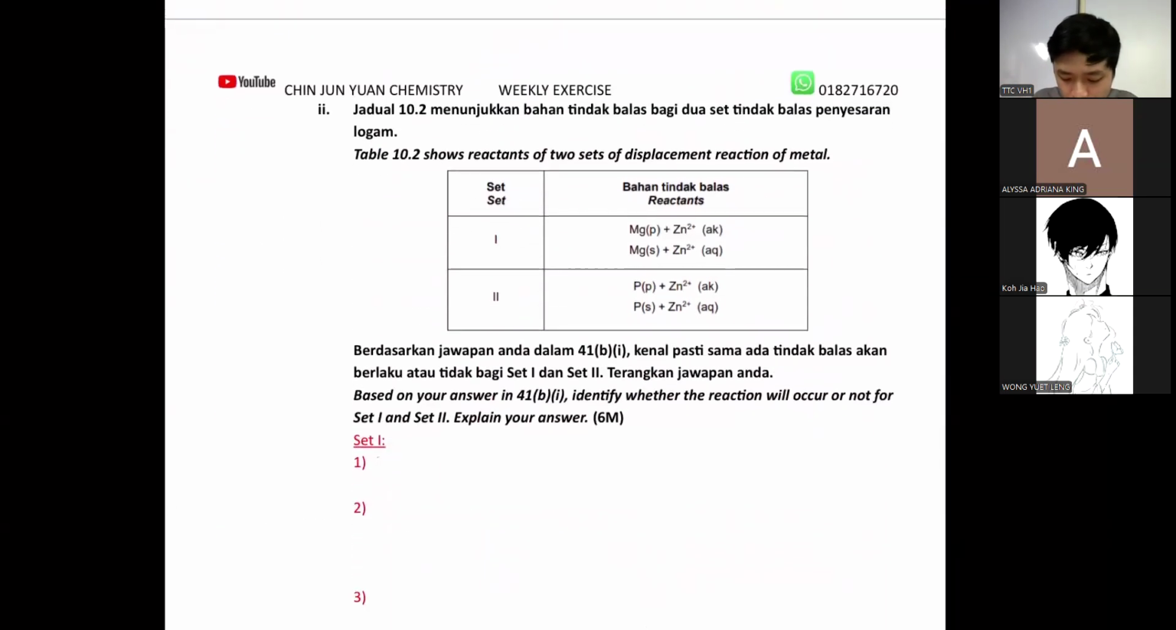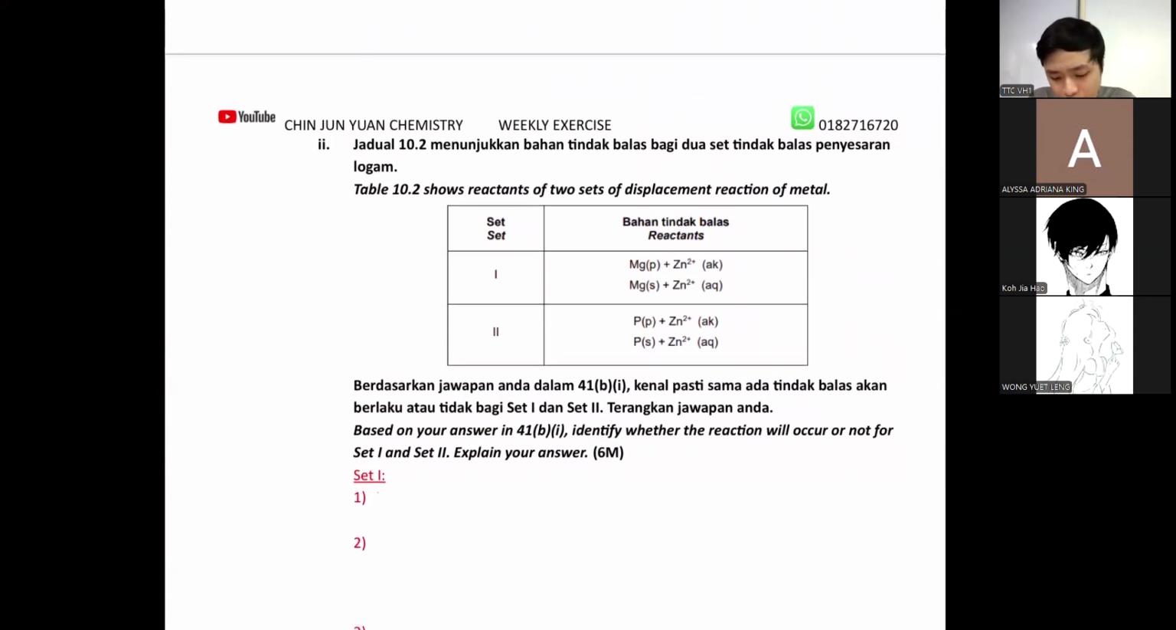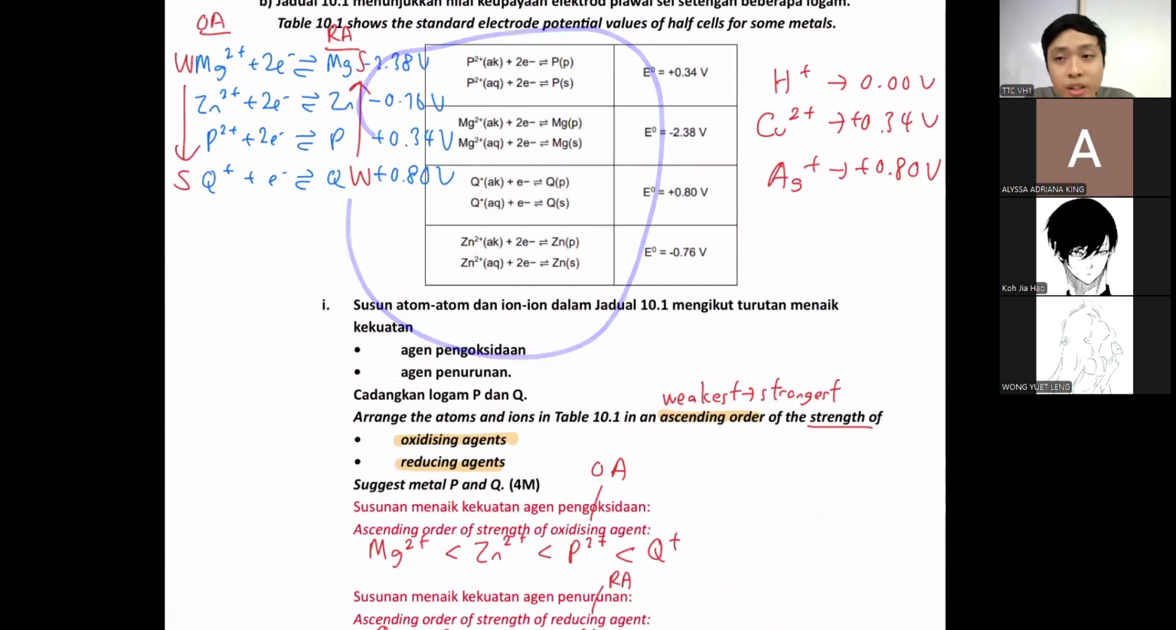Move on. They ask you, Table 10.2 shows the reactants of two sets of displacement reactions of metal, to see whether there is a reaction or not. Identify whether the reaction will occur or not for Set 1 and Set 2. Explain your answer. You compare which one is weak and which one is strong. Remember the rule: only if a strong oxidizing agent and a strong reducing agent combine together will there be a reaction. If you see one weak, then no reaction.